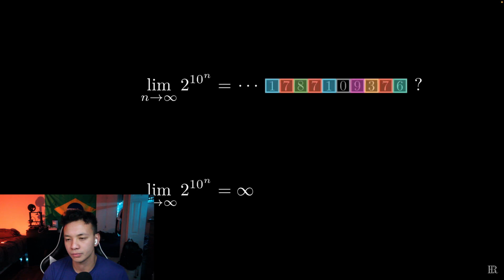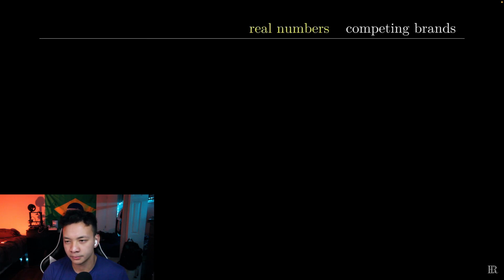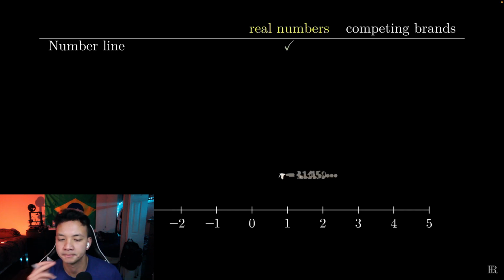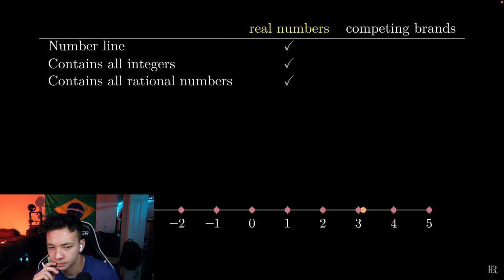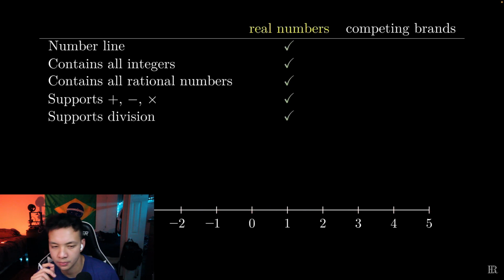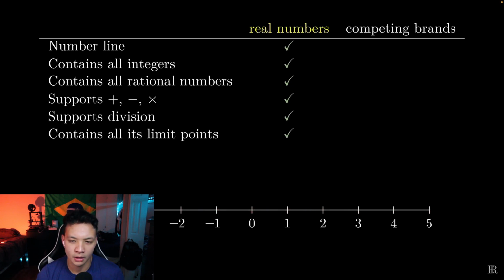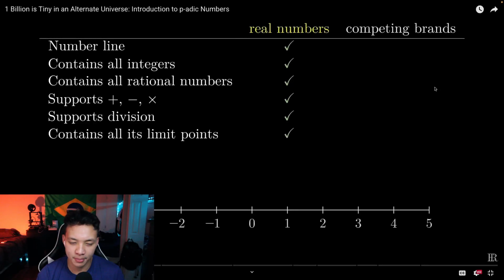Before we go on though, let's take a minute and remember why we like the real numbers so much in the first place. For one thing, we can easily picture real numbers as points on the number line. That makes sense. The real numbers contain all the integers, as well as all the rational numbers. The real numbers support addition, subtraction, and multiplication. They even support division. Why is division a separate thing? Maybe, I guess division has its own weird properties and quirks, so I don't know. They also contain all their limit points, which is a way of saying that there are no holes in the number line.